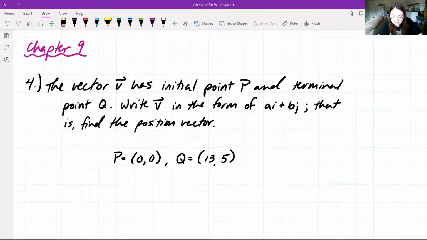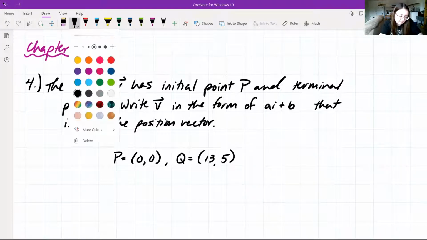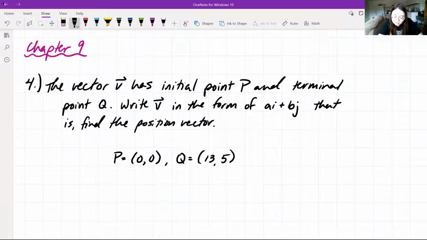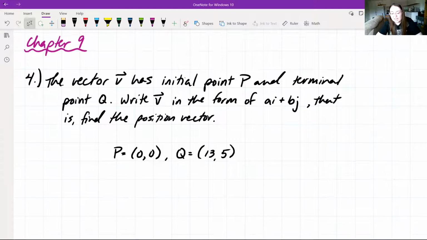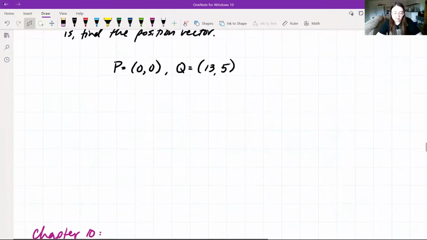I just realized my semicolon looks incredibly like a j, so let's just rewrite that real quick. So this is b j, and we'll put a comma there instead. So a times i plus b times j, that is, we just want to find the position vector, where we have that P is equal to 0, 0, so the origin, and Q is equal to 13, comma 5.